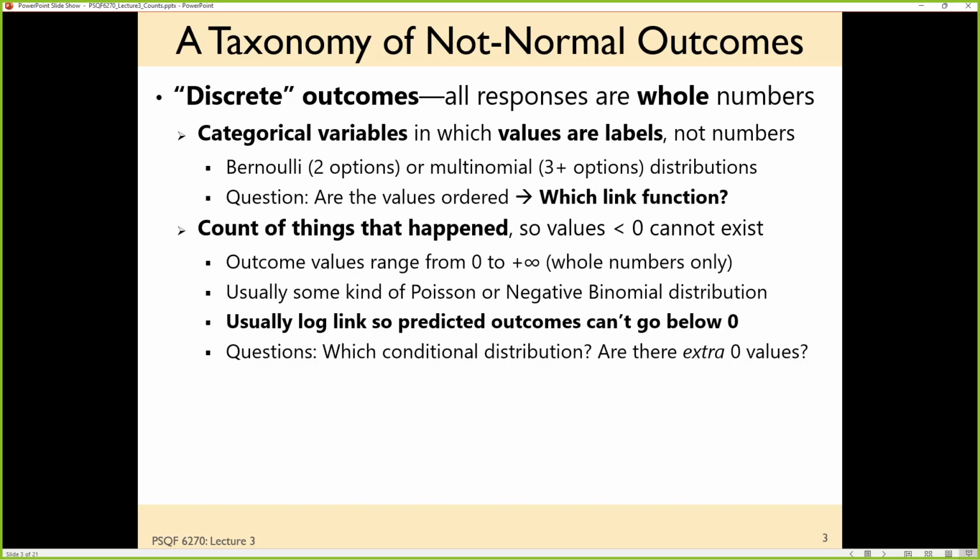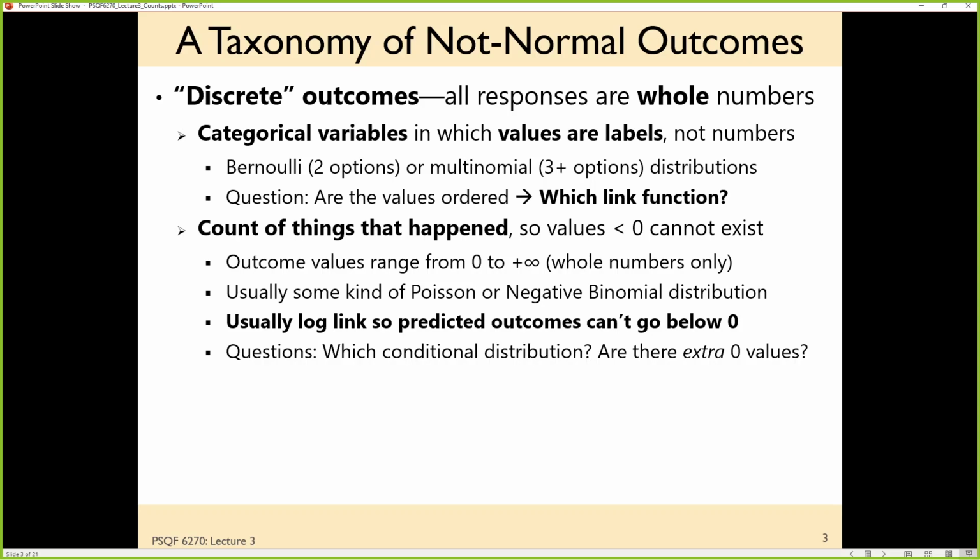Counts then are bounded at 0. I can't drink -1 drinks, right? That doesn't work. I can't smoke -1 cigarettes. The lowest I can do on a scale like this is 0. So the outcome is bounded at 0, and it's limited to whole numbers. I can't report that I had a drink and a half. That doesn't work. You get the point.